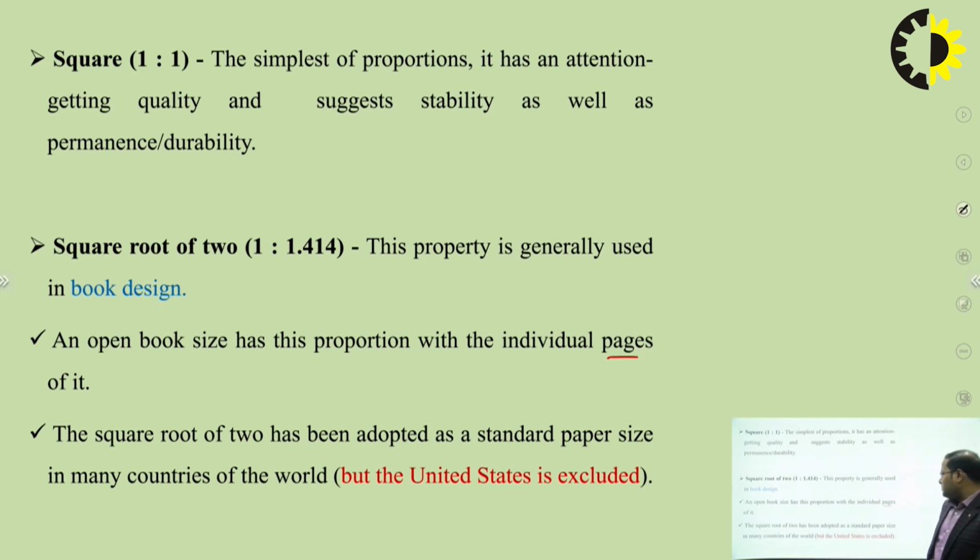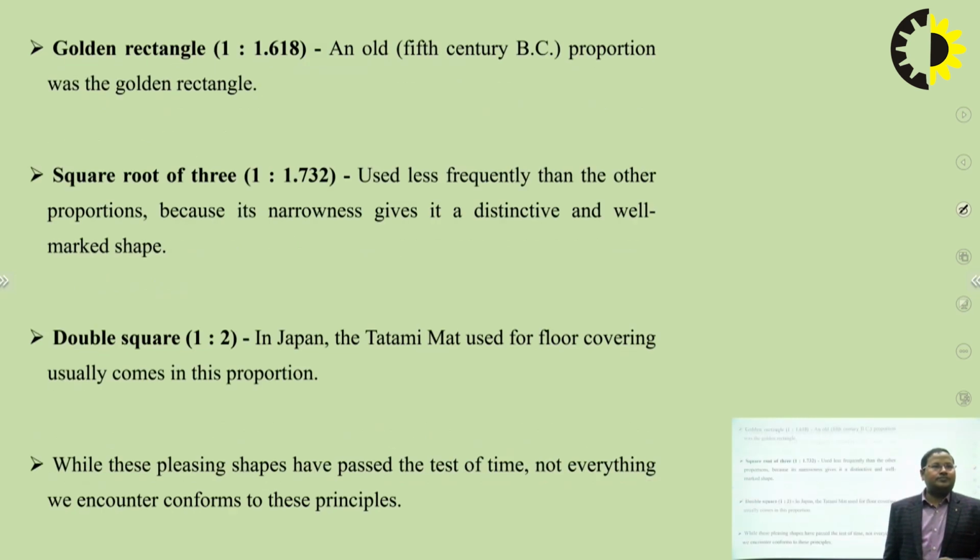The square root of 2 has been adopted as a standard paper size in many countries of the world except the United States, which excludes this ratio. Golden rectangle, 1:1.618, an old proportion obtained in the 5th century BC. Square root of 3, 1:1.732, is used less frequently than the other proportions because its narrowness gives it a distinctive and well marked shape. Double square, 1:2. In Japan, the tatami mat used for floor covering usually comes in this proportion.